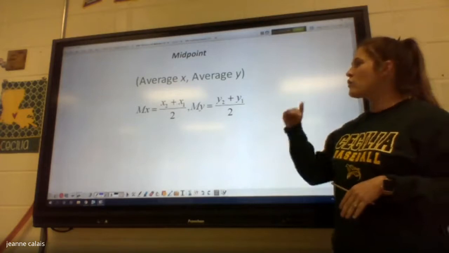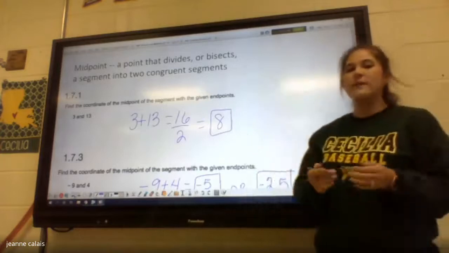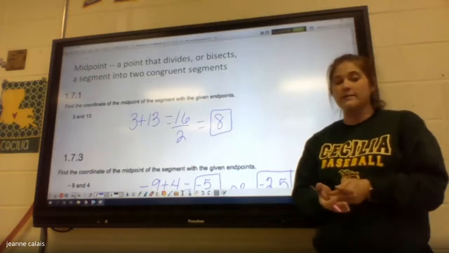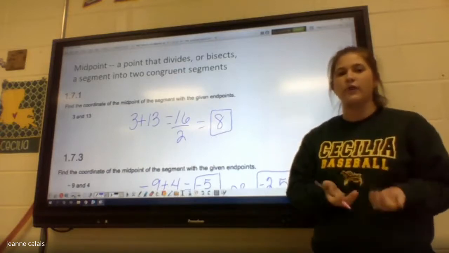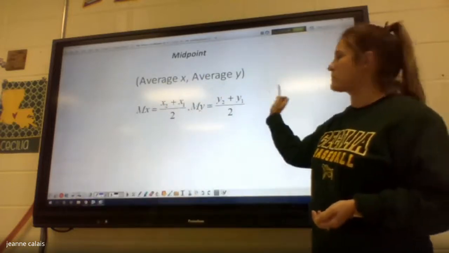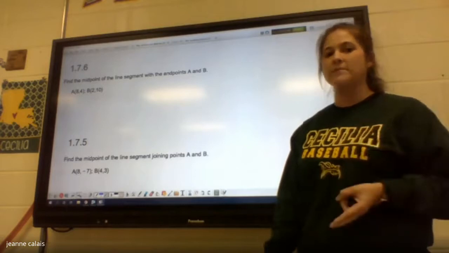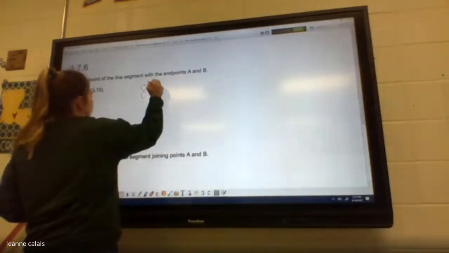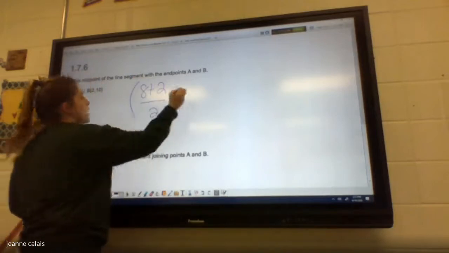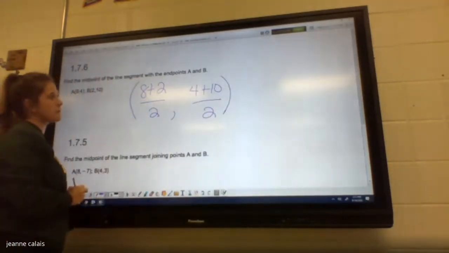All right? So there's a formula, but just like we did on the last slide, you're simply taking the halfway point. So you take the half of your x's and the half of your y's, okay? And that's your midpoint coordinate for the coordinate plane. Okay, so it's the average of the x, the average of the y. Here's the formula. Okay, so you take your x's, add them together. Then divide by 2. That's going to be your x coordinate. Take your y's, 4 plus 10. Then divide that by 2.